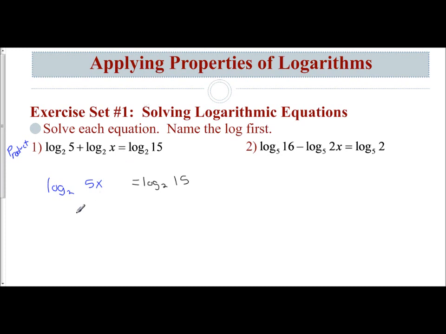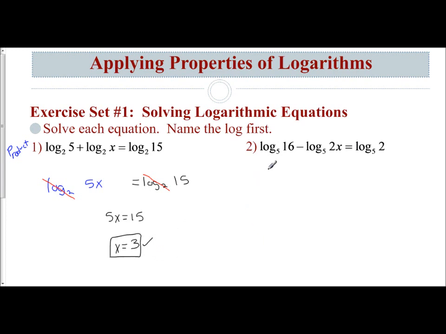Now that I combine them into one log, log base 2 of 5x equals log base 2 of 15, I have only one log on each side. So now I can cross them off. And I get 5x equals 15. Divide both sides by 5, x equals 3. And we always remember to check our answers to make sure our solution works with our definition of logs. And we plug in 3. We're taking a log of a positive number, so it's okay. So our answer is x equals 3.